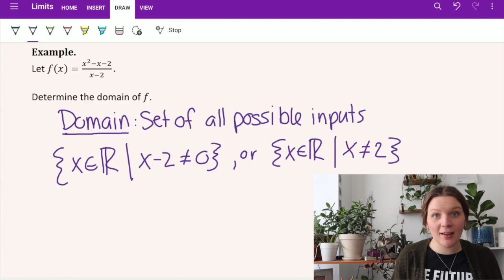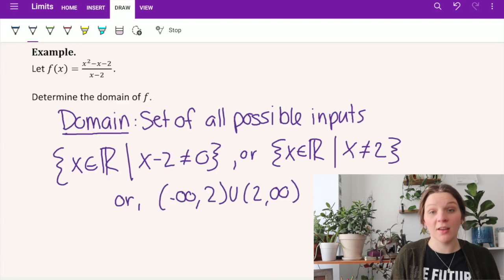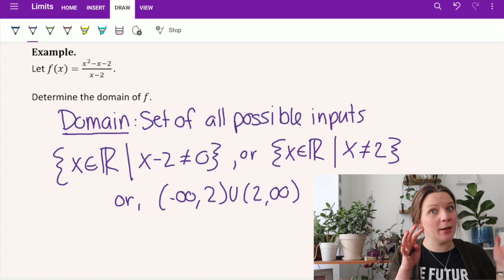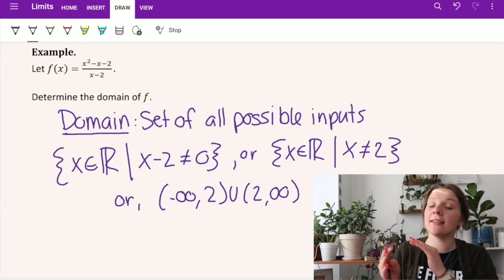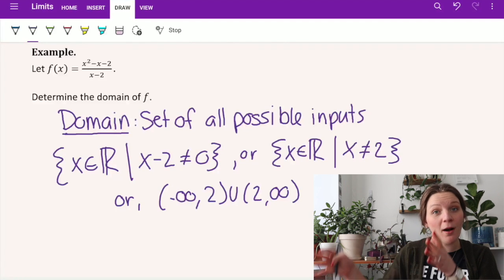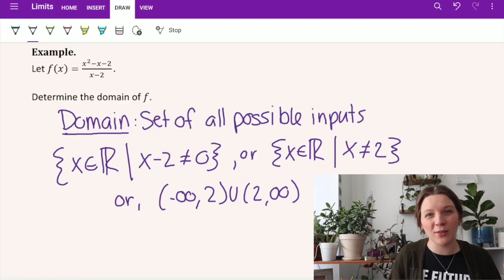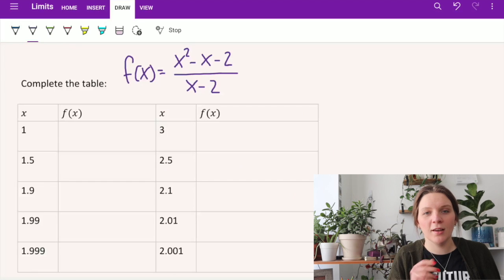You may also write it as an interval, which says I can take any number from minus infinity to 2, but I can't take 2, and I can take any number from 2 to positive infinity, but once again, I can't choose 2. So we've set all of the real numbers except for that one value.